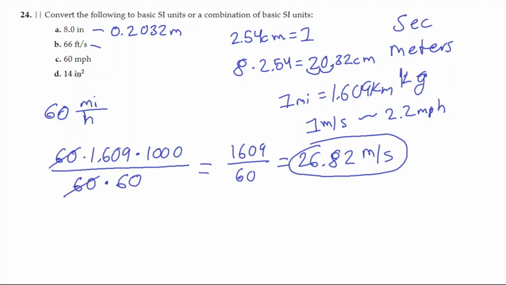But now let's take a look at D. So we have 14 inch squared. So inch squared. We want to convert that into meters, another form of length. So we know that 2.54 centimeters is equal to 1 inch. So we want to figure out how many centimeters is equal to 1 inch squared. So we would do 2.54 times 2.54.